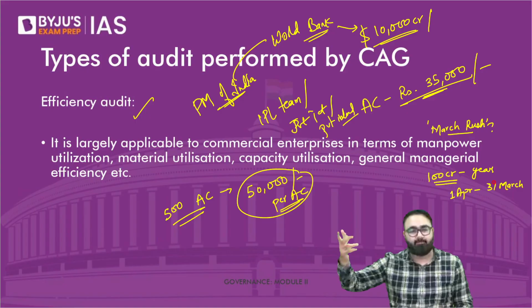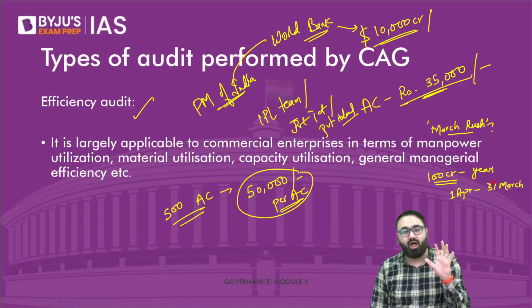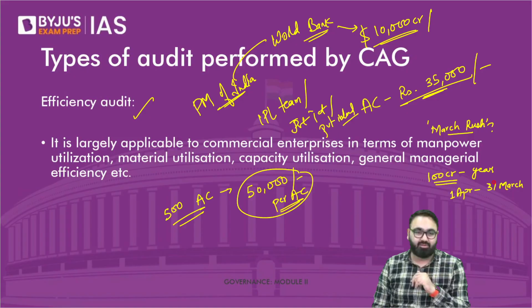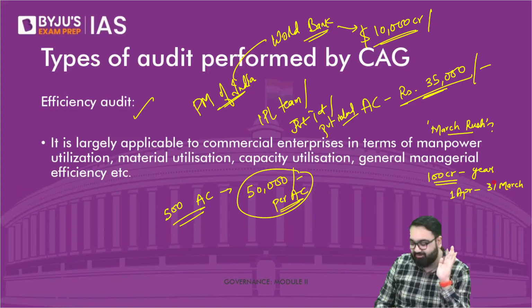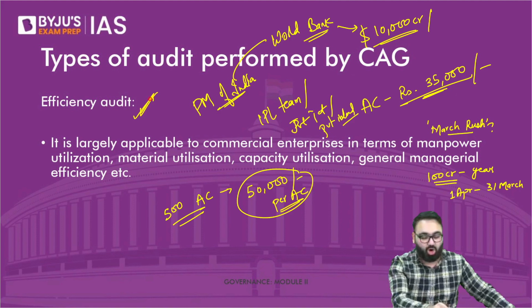It's like your parents gave you 100 rupees as pocket money, and the rule is whatever money you do not spend, they will take it back. Would you save some money? Would you want to give it back? No. On the last day, if you have even 10 rupees in your pocket, you will spend that 10 rupees no matter what. As simple as that. Because governments don't work very efficiently. This is called efficiency audit.